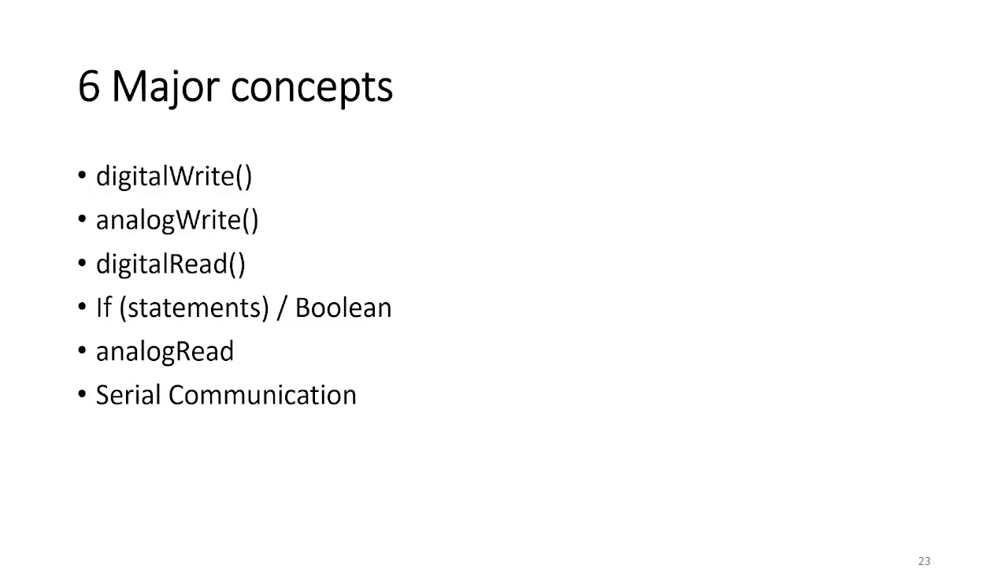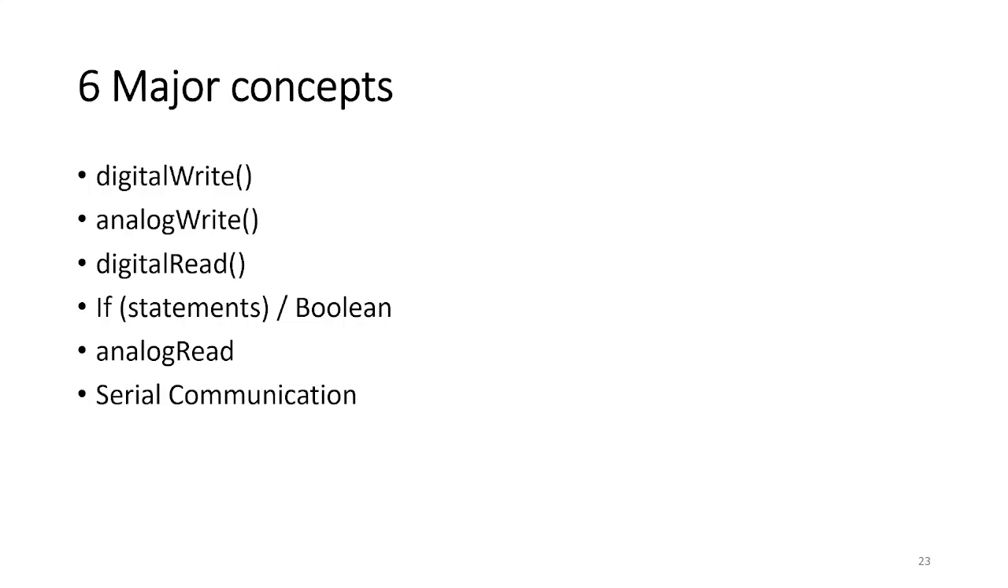Then digitalWrite, because it's digital, it will only send a digital signal. A digital signal, we said, is only 0 or 1. So we are going to address any digital pin using this function, and we are just going to pass HIGH or LOW in the brackets.